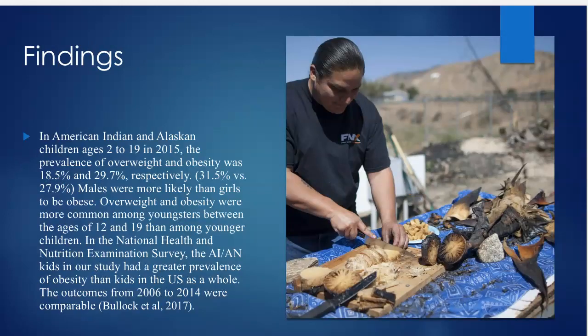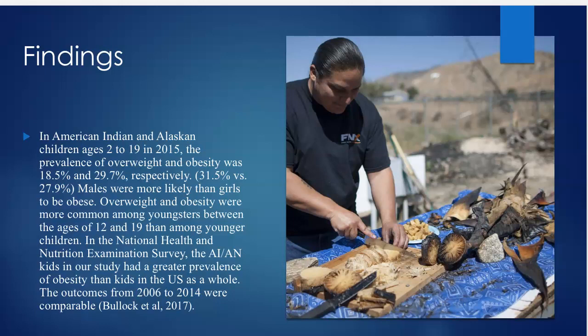Findings. In American Indian and Alaska Native children, ages 2 to 19 in 2015, the prevalence of overweight and obesity was 18.5% and 29.7% respectively. Males were more likely than girls to be obese, 31.5% versus 27.9%. Obesity was more common among youngsters between the ages of 12 and 19 than among younger children.